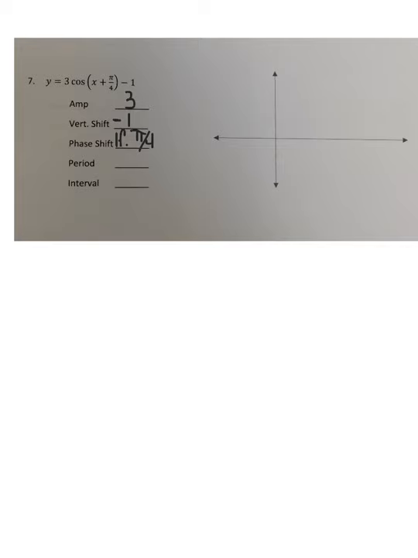Okay, all right, the period of the graph is 2 pi over the frequency. Okay, well, we don't have a number in here, so we assume it's 1.